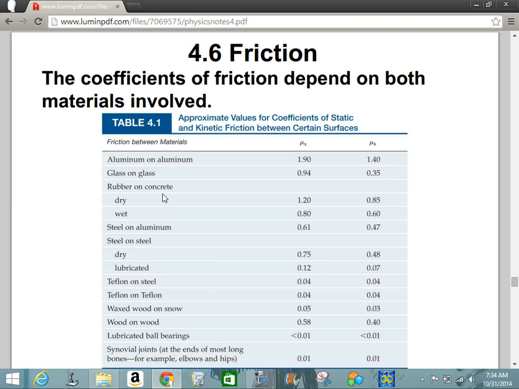Now rubber on concrete, this is an interesting one before I move on to the next slide. This is how police officers can determine how fast a car was going. If you slam on a brake and the skid marks are a certain length, they use this frictional force to calculate the acceleration, because remember, force is equal to mass times acceleration. So they use these static and kinetic frictional forces on dry and wet pavement, and they work backwards to figure out what the acceleration or the velocity of the car was.